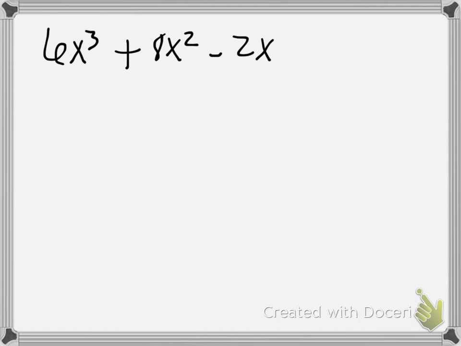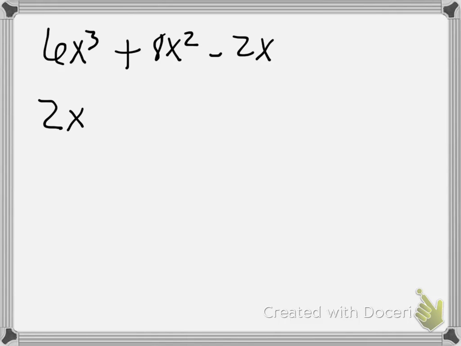Now let's take a look at example 3. We have 6x cubed plus 8x squared minus 2x. What we're going to do is look at all three of those terms and determine what they each have in common. Technically we could go through and factor all that out, but you can look and say that 2 goes into each one of those, so they all have a 2 in common. And then they each have x cubed, x squared, and x, so they each have an x involved.